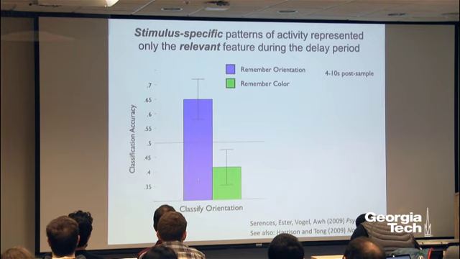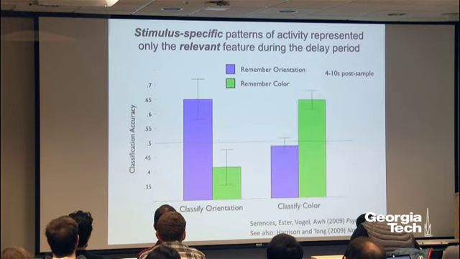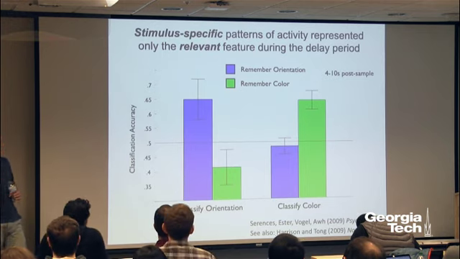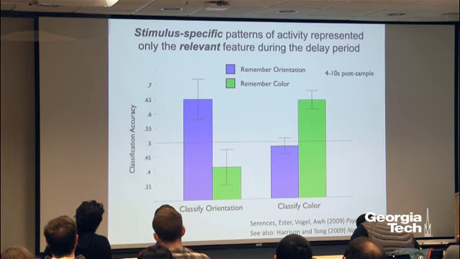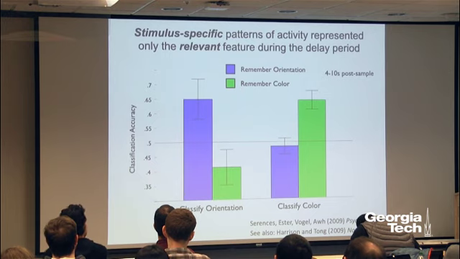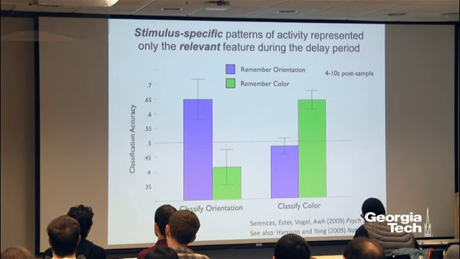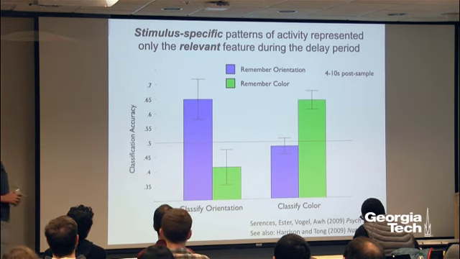What we see is that we can significantly classify the orientation they're remembering when that feature is relevant, but not when the color is relevant. And we see the opposite pattern when we try to classify color. We can only classify it when they're told to remember the color and not when they're told to remember the orientation. So our ability to classify that information is not just due to a passive sensory response, because on every trial you've got a color and an orientation. It's really yoked to the feature that they're trying to remember during that 10-second delay period, because that's the only thing we can pull information out about in visual cortex. Okay, so questions about that so far?